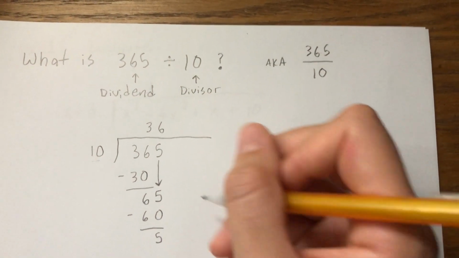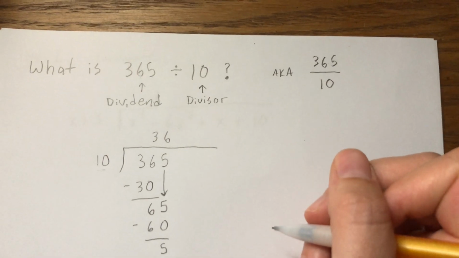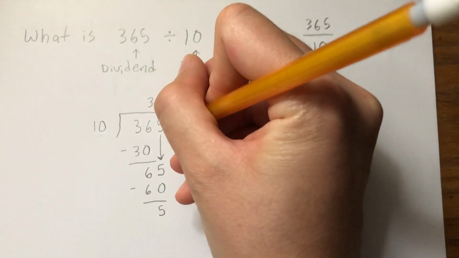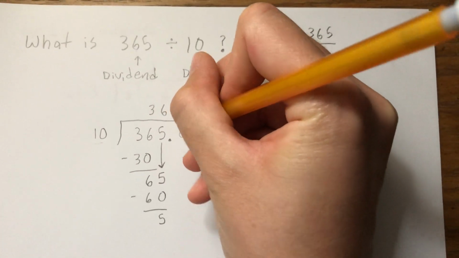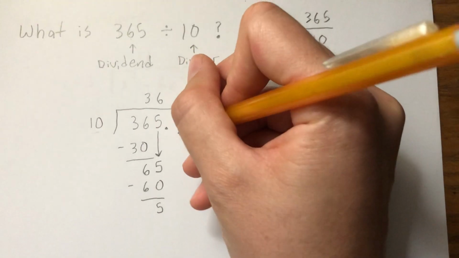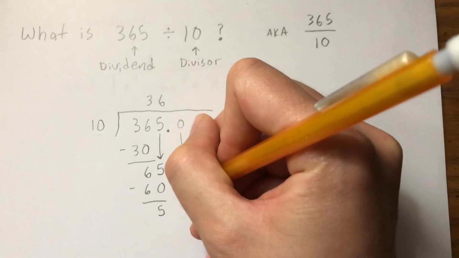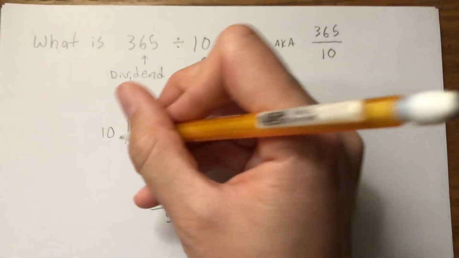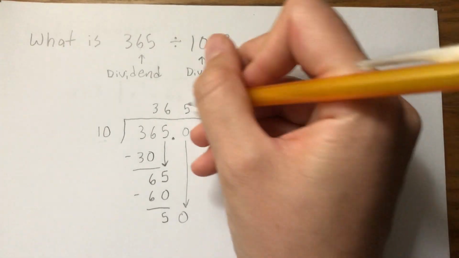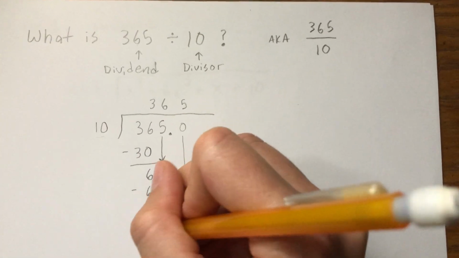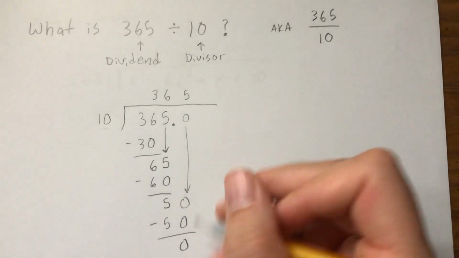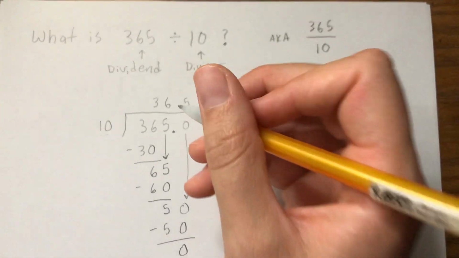At this point, I have nothing left to bring down. So I actually have 2 options. The option you probably learned in middle school was just keep going, but add some decimal places. So we can do that. Let's bring down a 0. So 10 goes into 50 5 times. 5 times 10 is 50. And when you subtract 50, you get 0. And so now that I have a remainder of 0, I know that I'm finished.